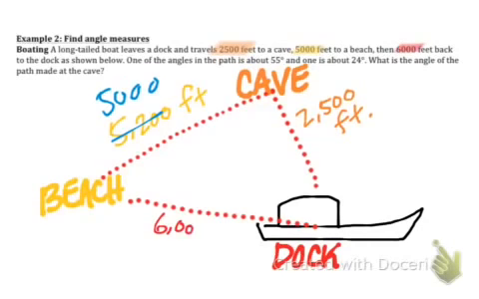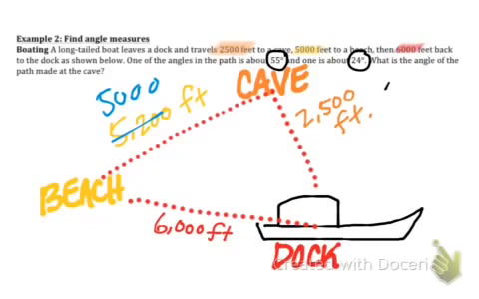That's 6,000 feet. It says one of the angles of the path is 55 degrees and the other is about 24. What is the angle made at the cave? So we want to figure out what this angle is specifically, going from the dock to the cave to the beach, so this specific angle.